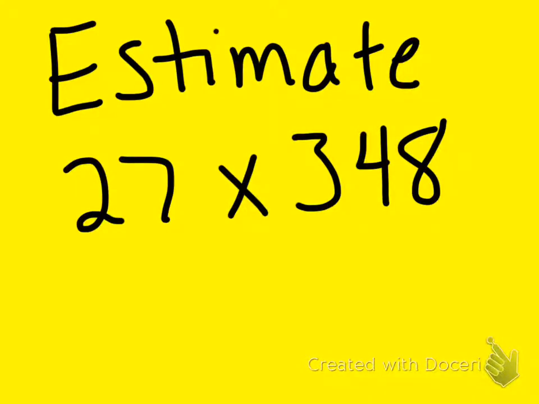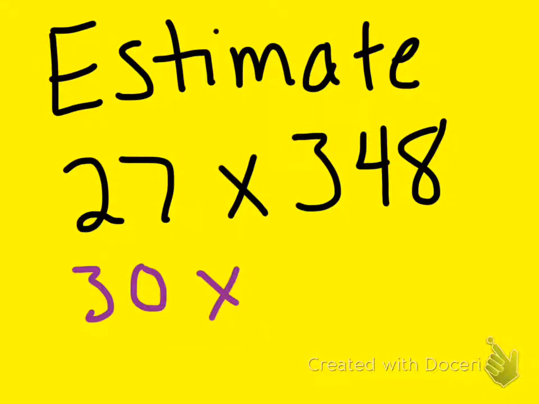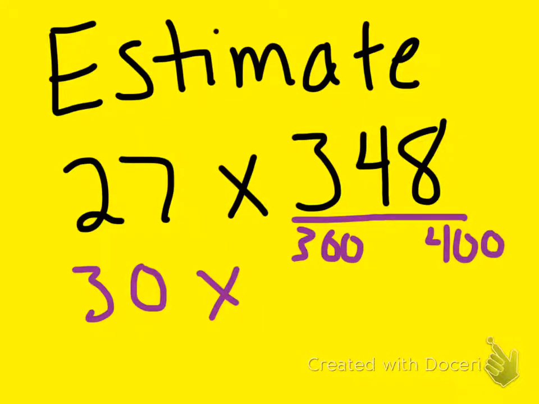Alright, if we're going to make an estimate of 27 times 348, an estimate is a guess, a calculation that's going to get us close to the exact answer. So if we look at 27 first, we have to think, is that going to be closer to 20 or closer to 30? And 27 is only 3 away from 30, so it's going to be closer to 30. Okay, we're going to multiply that by, if we look at 348, we need to decide if that's going to be closer to 300 or 400. And that 48 is actually less than 50, so it's going to be closer to 300.